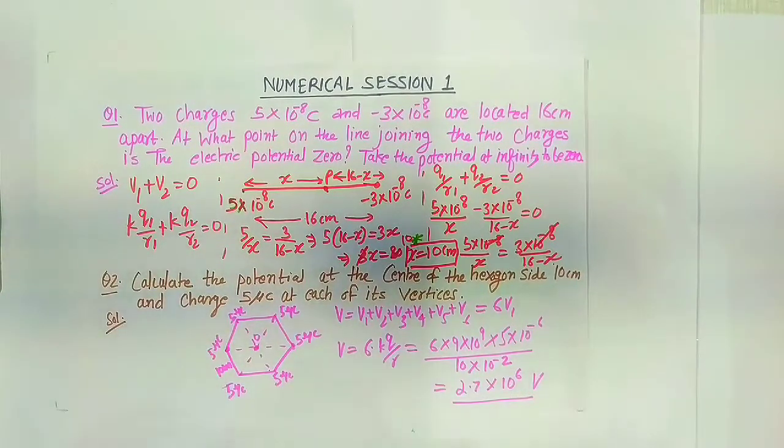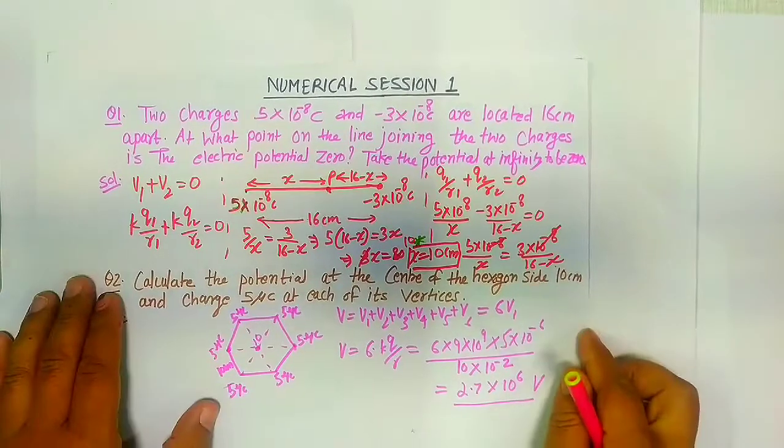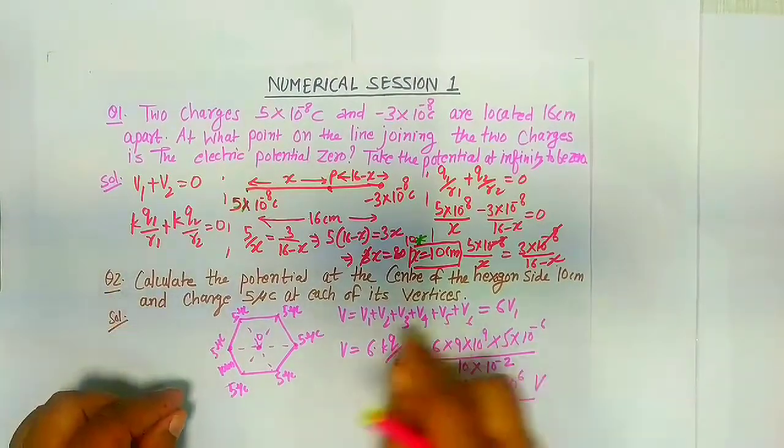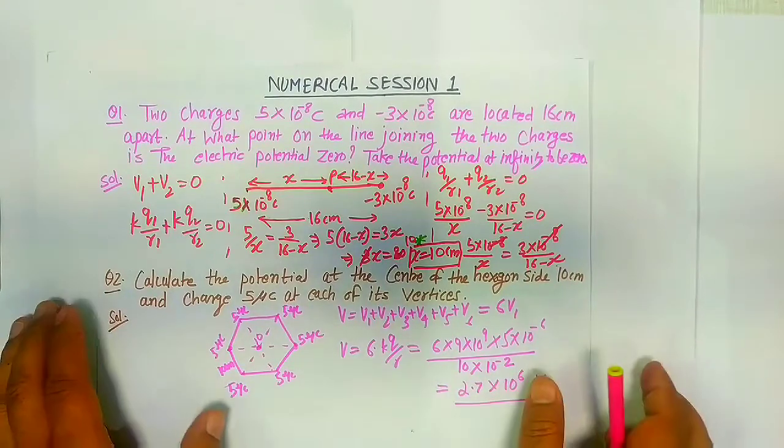So we can have a square, an equilateral triangle or a hexagon, and the net potential will be very simple to calculate. This is the value.